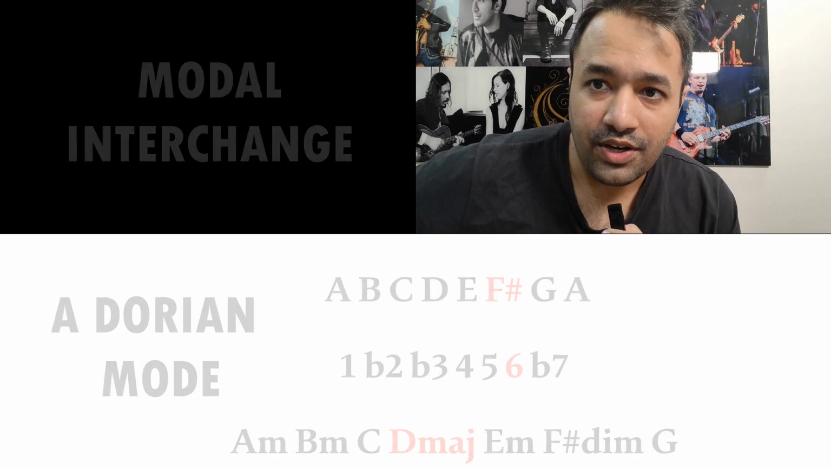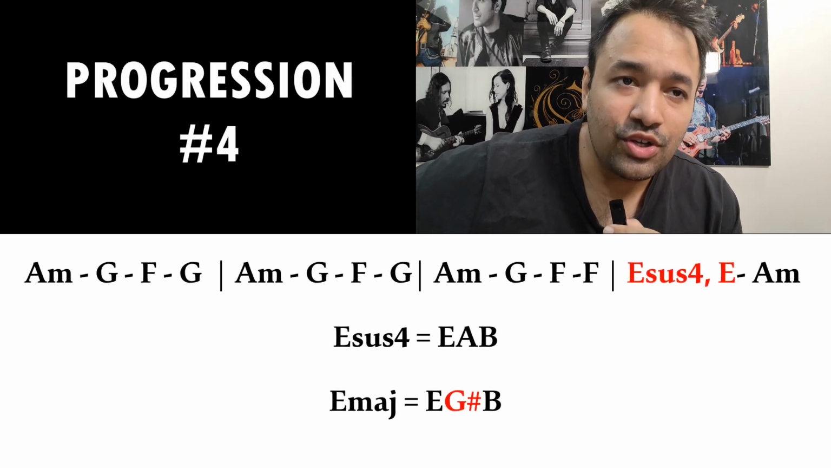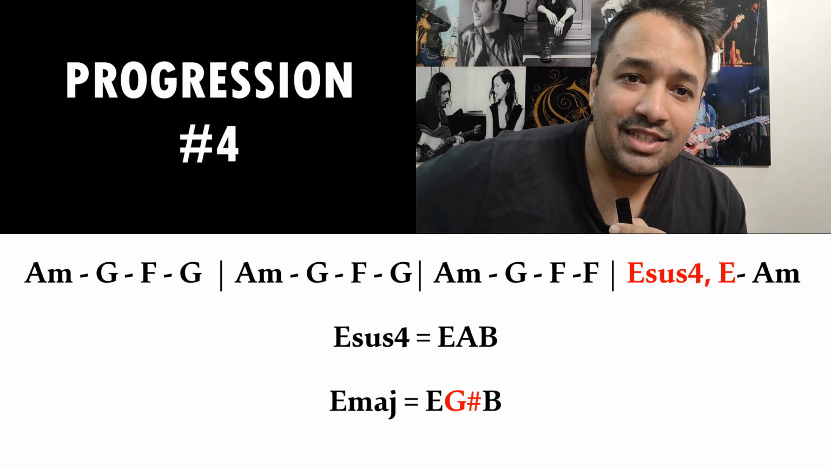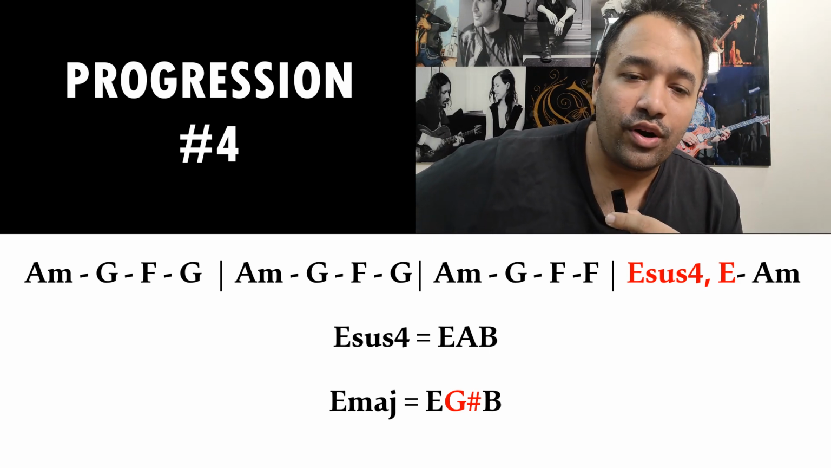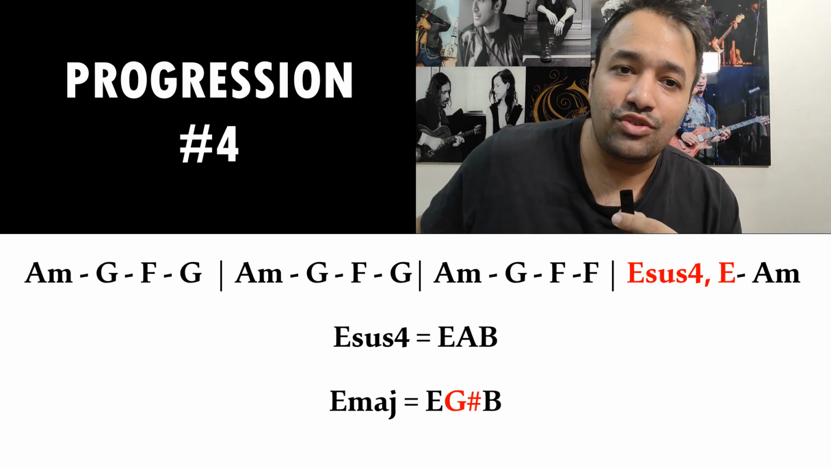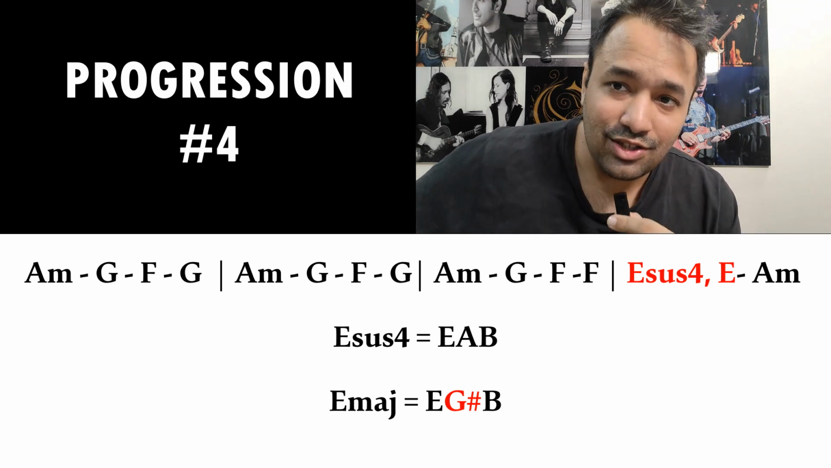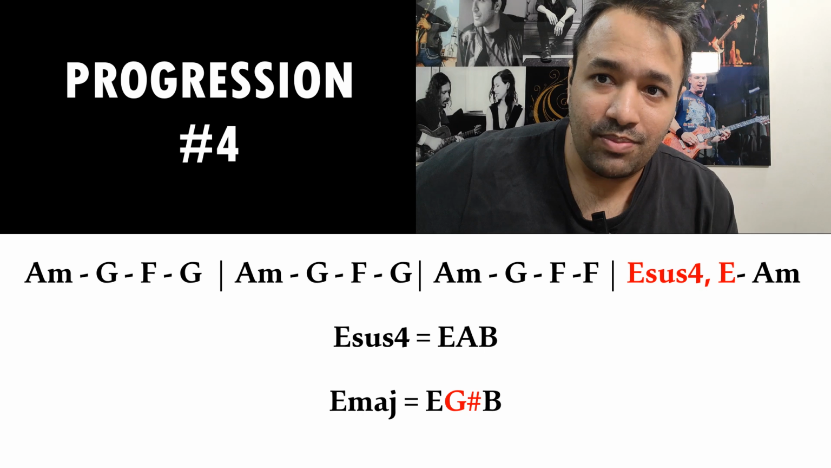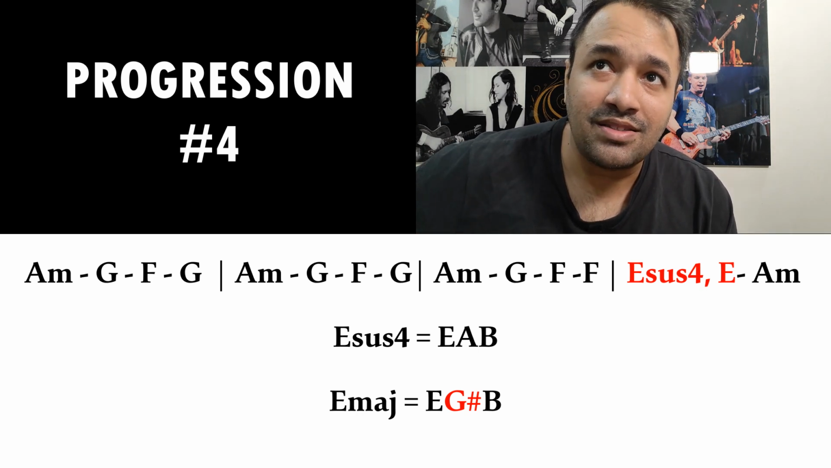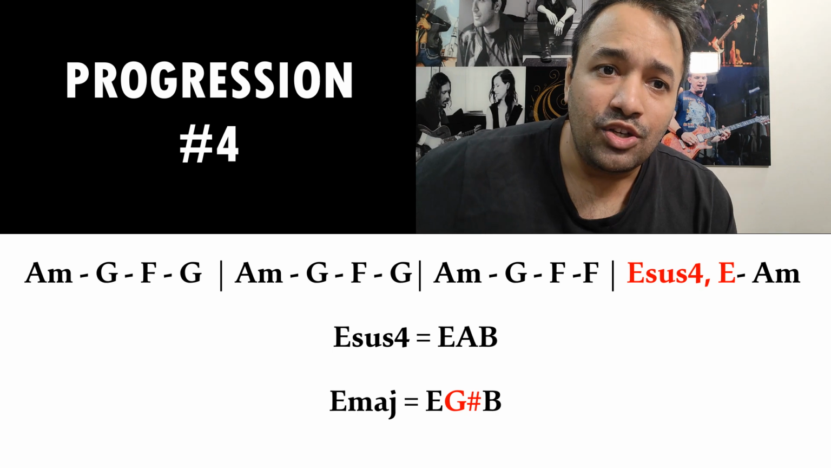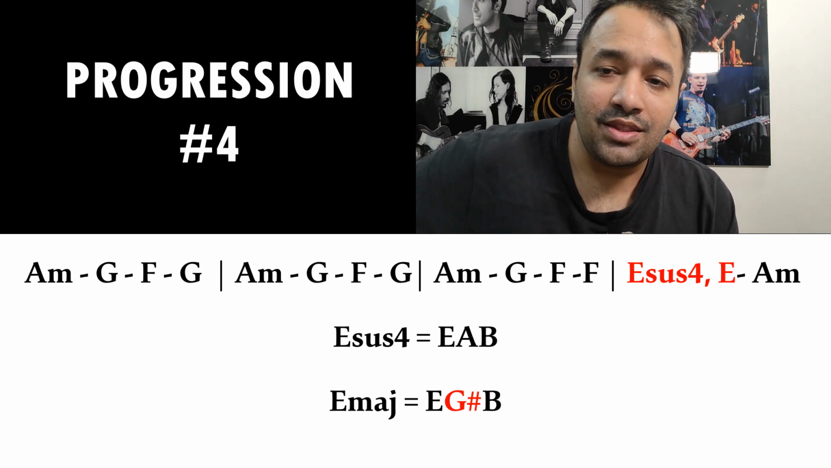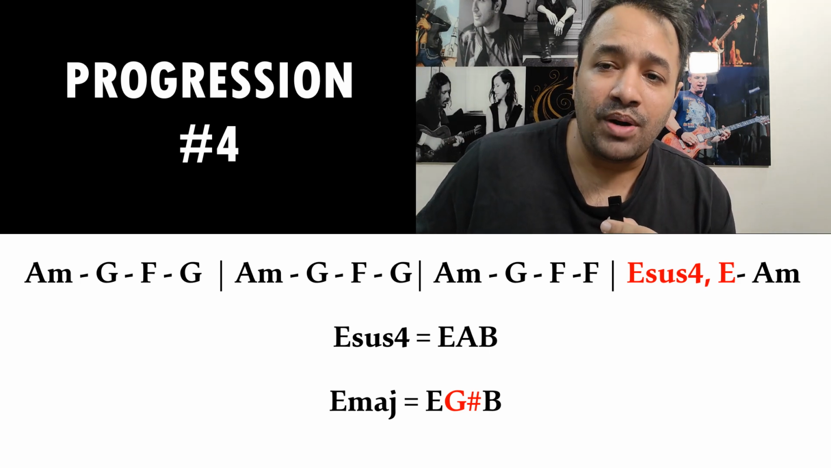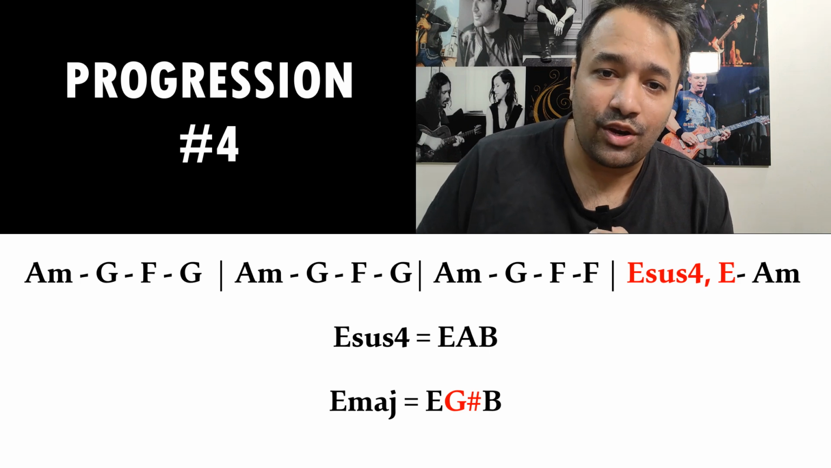Now coming to progression number 4, here as you can see on your screen, all the chords are the regular chords of the A minor scale, the natural minor, except for the end where we have an E suspended 4 chord going to an E major that then resolves to the A minor. So again let us look at the notes of the E sus4. We have the E, A, B, which are within our natural minor scale, but the E major chord is the E, G sharp and B. So here instead of the G we have a G sharp, and this note is present within the A harmonic minor scale where we have a major 7th, that is a G sharp instead of the regular G note.